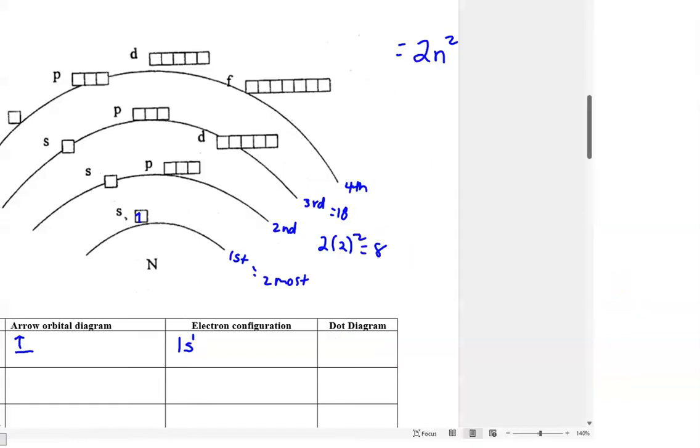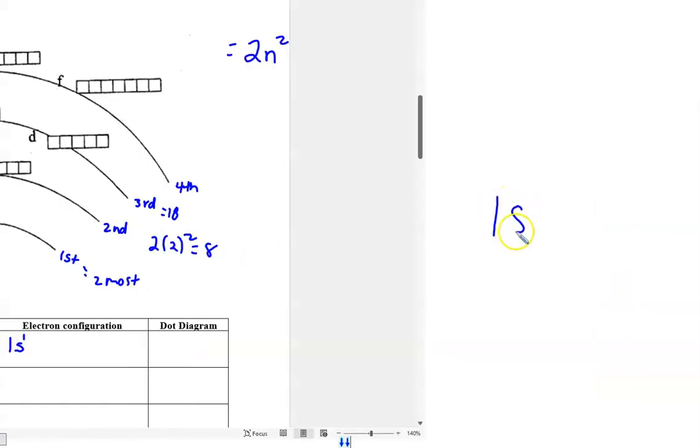So let me go over here and show you. So if I do 1s1, that number is going to be the energy level, which is also called the quantum number. That right there is the sublevel.